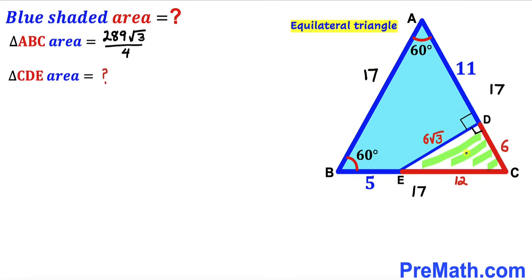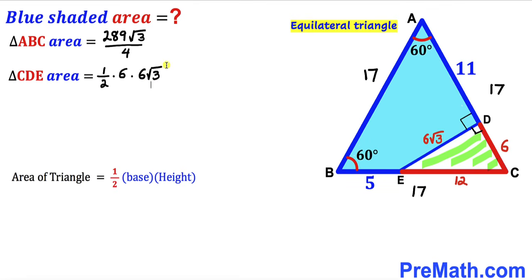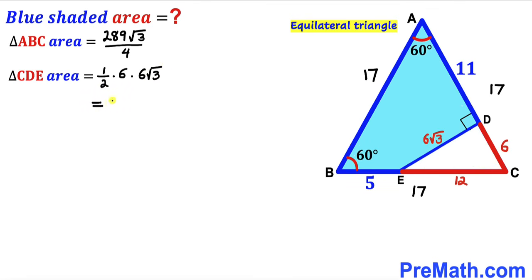And now we are going to calculate the area of this right triangle CDE. And now let's recall the area of a triangle formula. Area is always equal to a half times base times the height of the triangle. And in our case, the base of this triangle is 6 units, whereas the height is 6 times square root of 3. So therefore the area of this triangle CDE is going to be a half times the base, 6, times the height, 6 times the square root of 3. If we multiply and simplify, that is going to give us 18 times square root of 3.